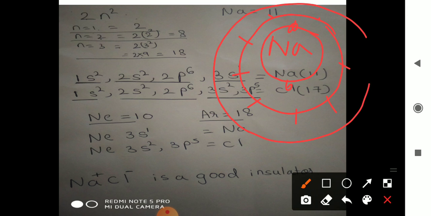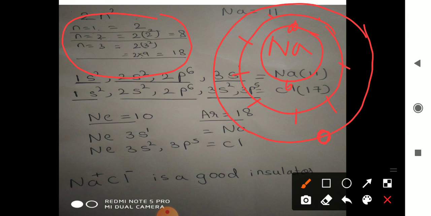Now if we put n equals 3, the third shell is capable of taking 18 electrons, but our sodium atomic number is 11. So as per that, 1 electron is going to be placed in the third orbit. The third orbit is going to have 1 electron as per this rule, that is 2n square.